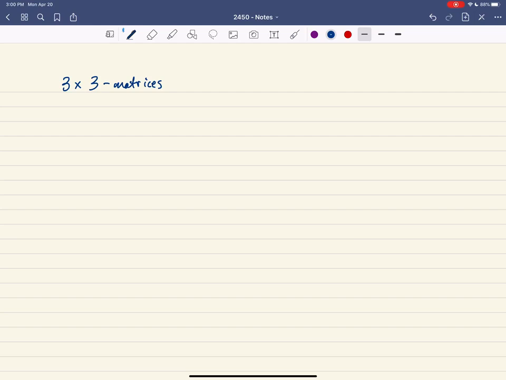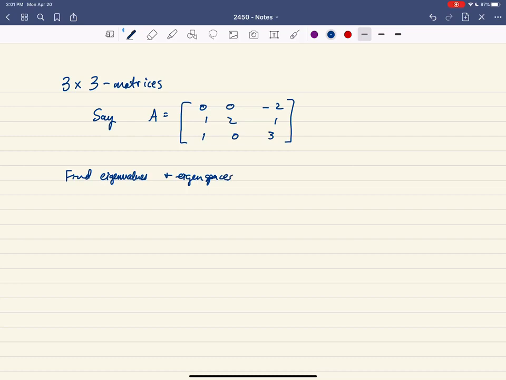So what we're going to do is let's just compute this. I'm going to give you a matrix A. So let's say that A is the matrix, in this case a 3 by 3 matrix: 0, 0, negative 2, 1, 2, 1, and 1, 0, 3. And what I want to do is find the eigenvalues and eigenspaces for A. Okay, so that's what we're after.